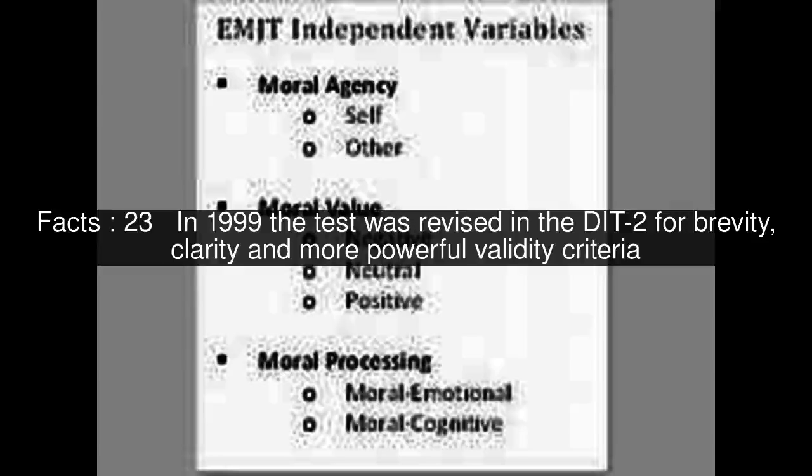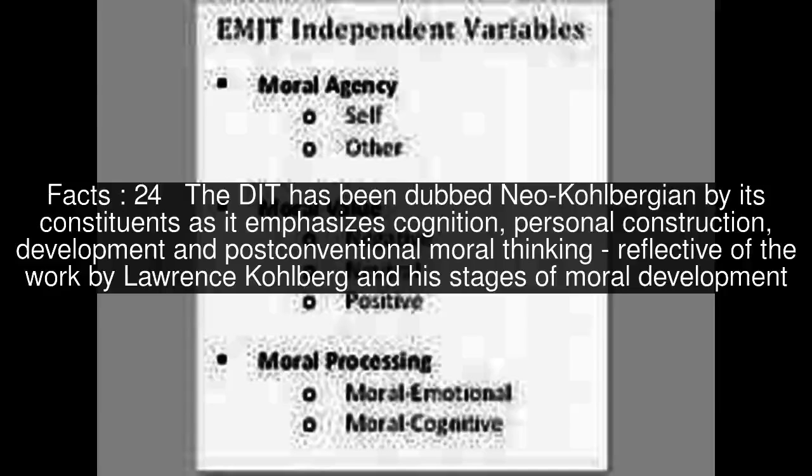One of the Defining Issues Test's original purposes was to assess the transition of moral development from adolescence to adulthood. In 1999 the test was revised in the DIT-2 for brevity, clarity, and more powerful validity criteria. The DIT has been dubbed neo-Kohlbergian by its constituents as it emphasizes cognition, personal construction, development, and post-conventional moral thinking, reflective of the work by Lawrence Kohlberg and his stages of moral development.